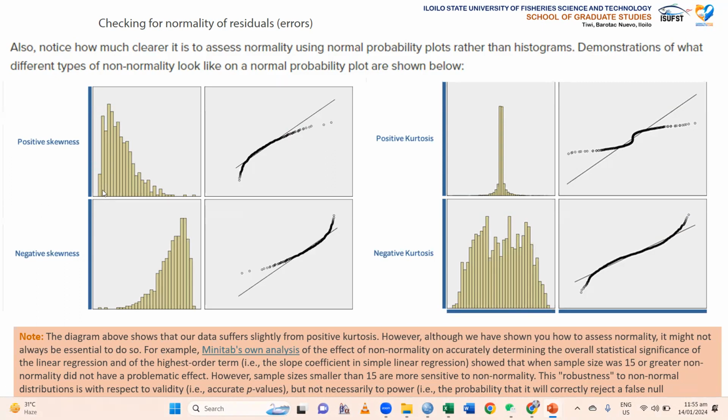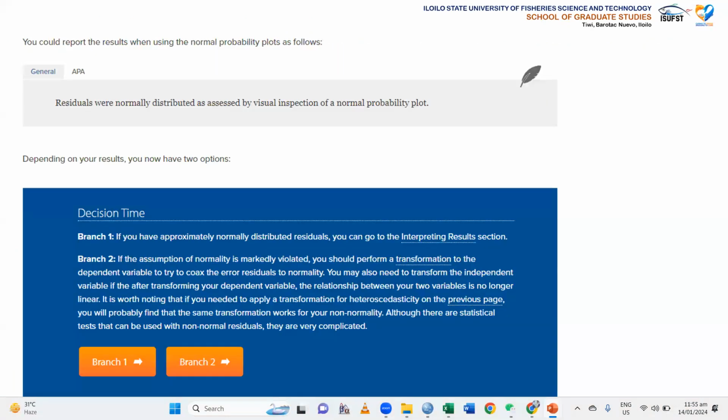So you see, this is an example of positive skewness. Remember, I mentioned last time, for positive skewness, the majority of the data set are low. The numbers there are quite lower than the rest. And for negative skewness or negatively skewed data, the majority are higher, and there are only a few who got low. So you could report residuals were normally distributed as assessed by visual inspection of a normal probability plot.